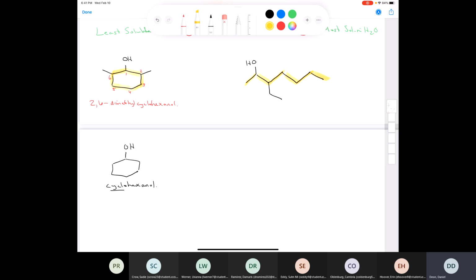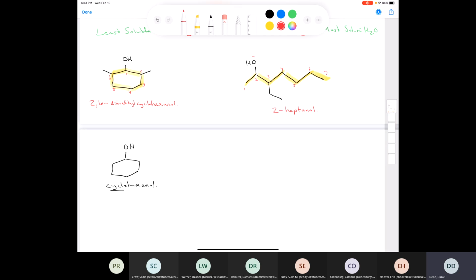And the next one, you can see the longest carbon chain here goes 1, 2, 3, 4, 5, 6, 7. So this is some kind of heptanol, right? Because it's got 7 carbons in the longest chain. And our hydroxyl, is it carbon 2? Okay, so it's some kind of 2-heptanol.